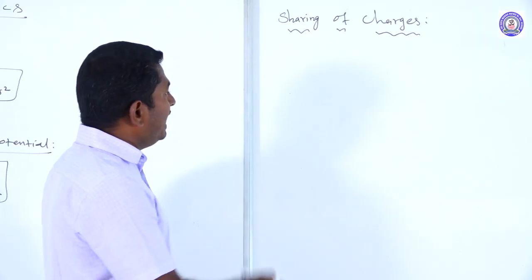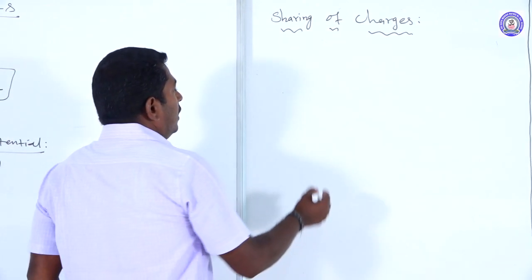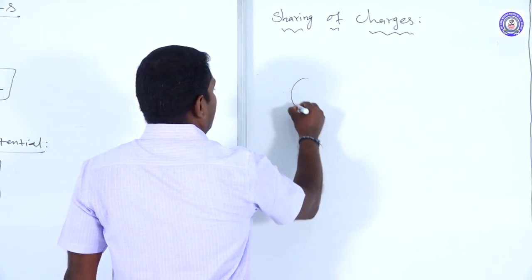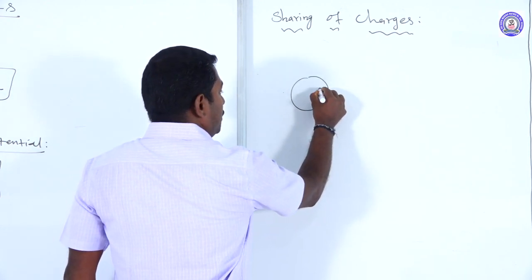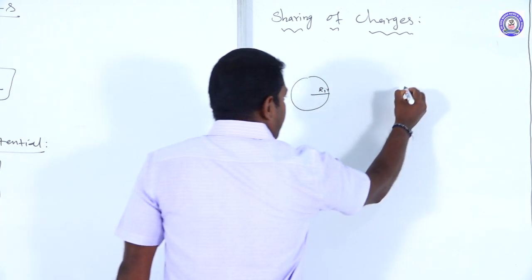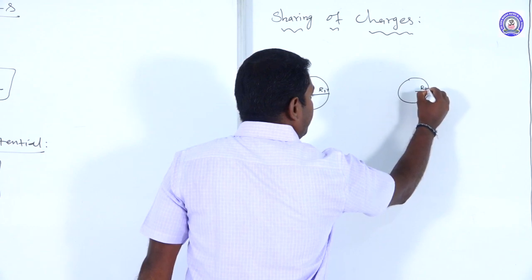Next topic: sharing of charges between two charged bodies. Let us consider two spherical shells. One spherical shell has radius R1. Another spherical shell has radius R2.